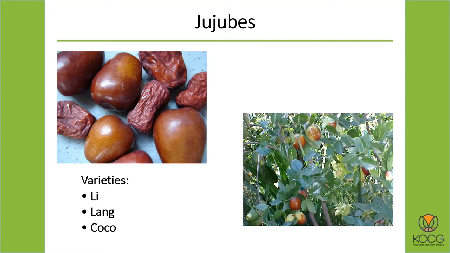So Lee and Lang are kind of the two recommended varieties. And Coco is one that is unique because it does have a coconut-like taste. There are other varieties out there that also do well around here. So it's definitely worth a try. A lot of the rest of the world knows this plant, but it's one that has not been grown in the States like apples or peaches even. But it's definitely worth a try.